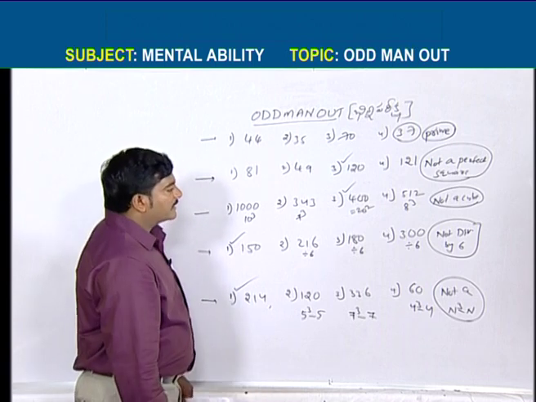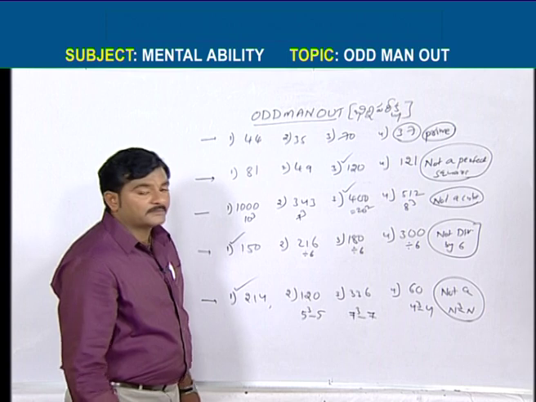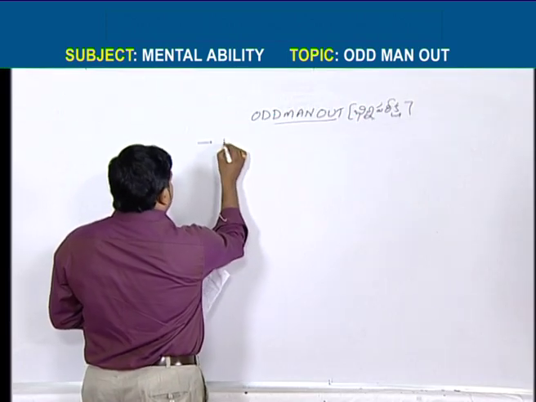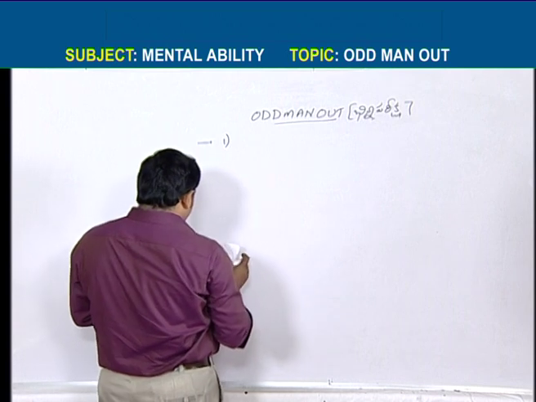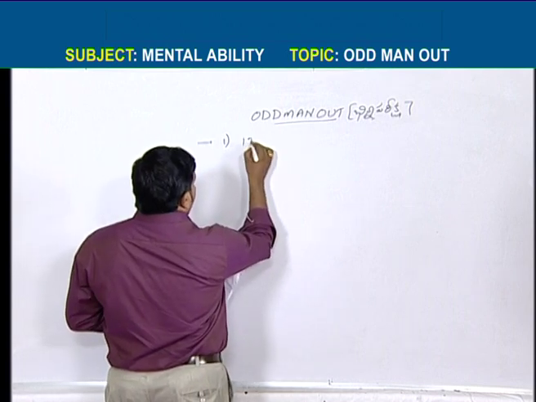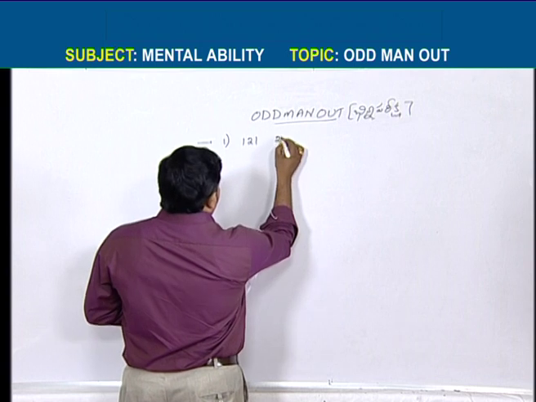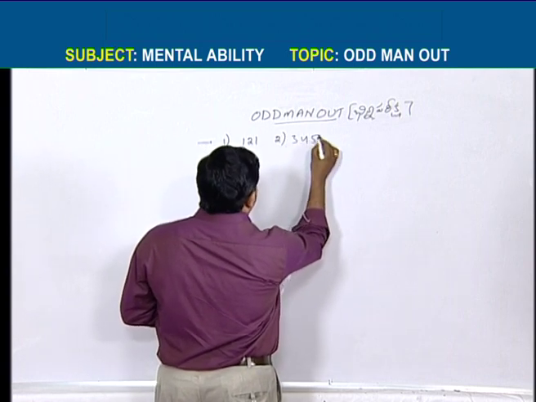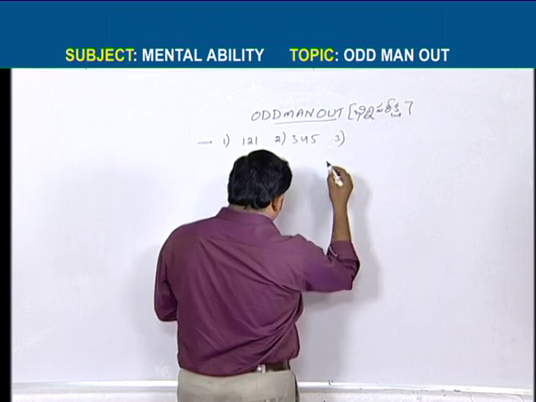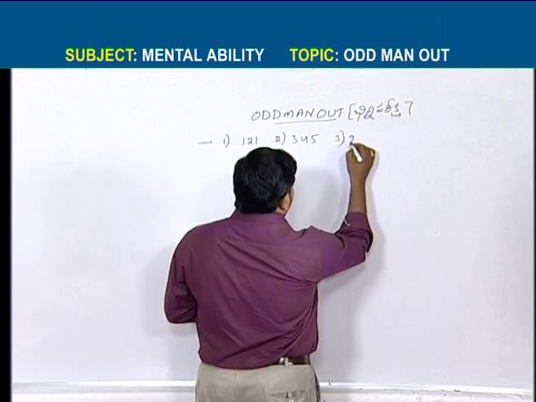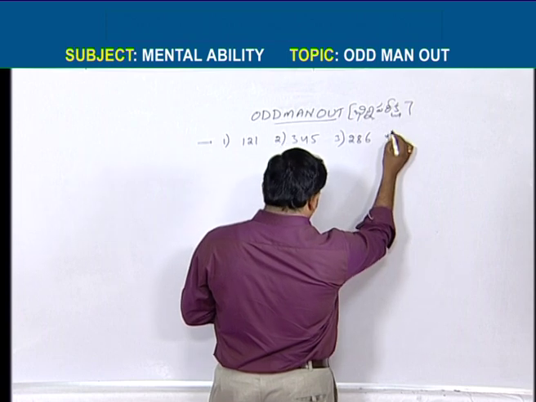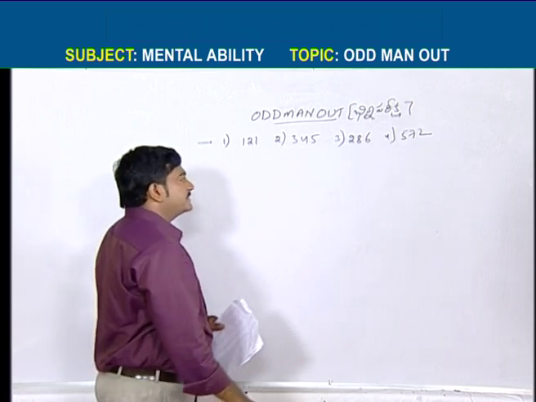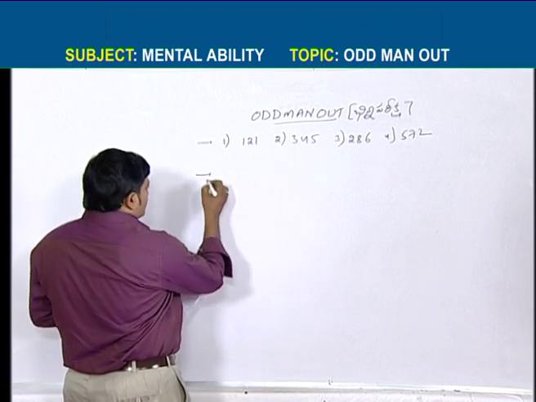There are different questions you have taken. Now we'll take some other questions. See the next question. The first option is 121, the second option is 345, the third option is 286, and the fourth option is 572.